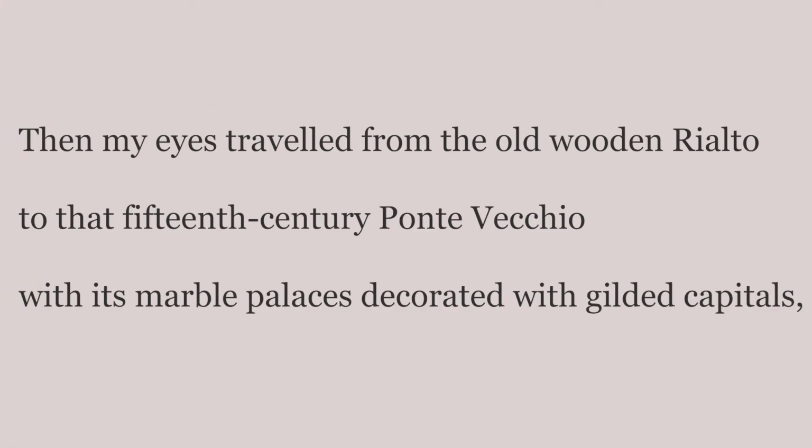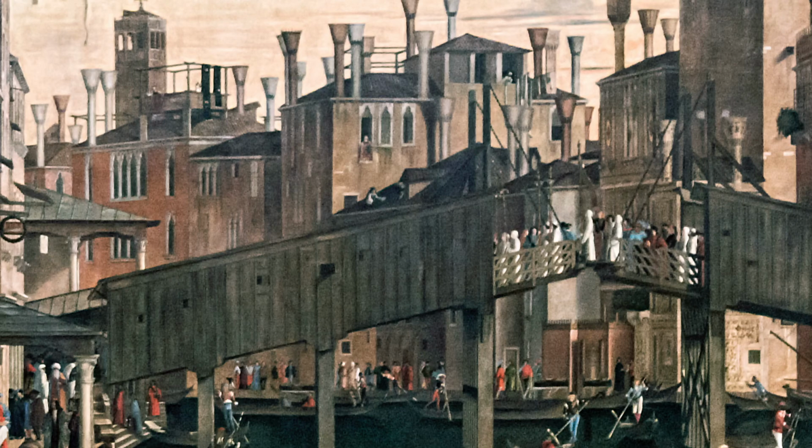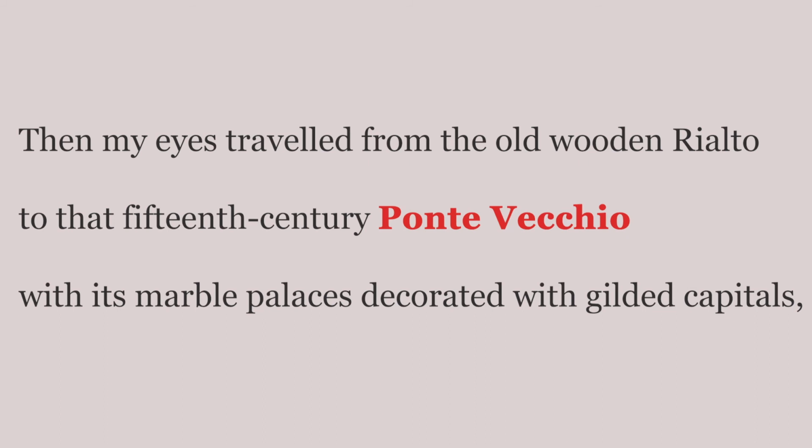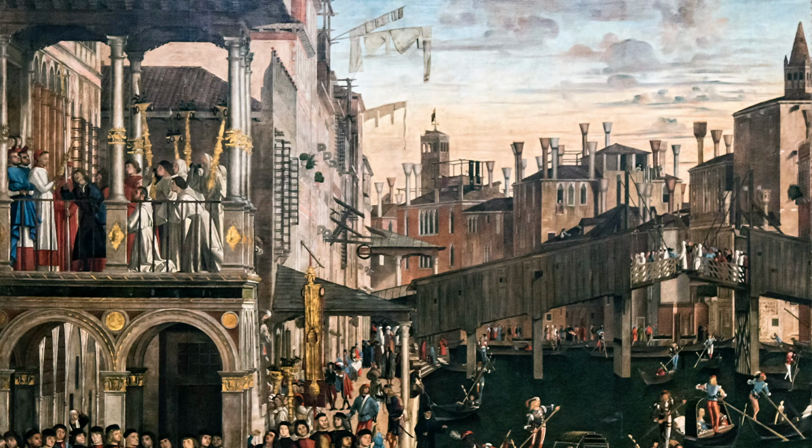Then my eyes traveled from the old wooden Rialto to that 15th century Ponte Vecchio with its marble palaces decorated with gilded capitals, comma. We pointed out the Rialto Bridge, but I have to raise the flag of uncertainty here, because then his eyes go to the 15th century Ponte Vecchio. The Ponte Vecchio is a bridge in Florence. We're in Venice. All at once he's traveled to Florence.